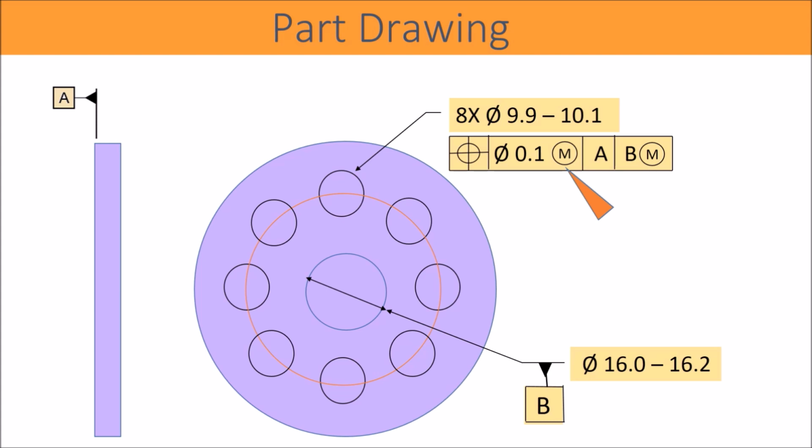Maximum material condition, or MMC, is applied on the position tolerance of each individual hole. A bonus tolerance is applicable on each individual hole.